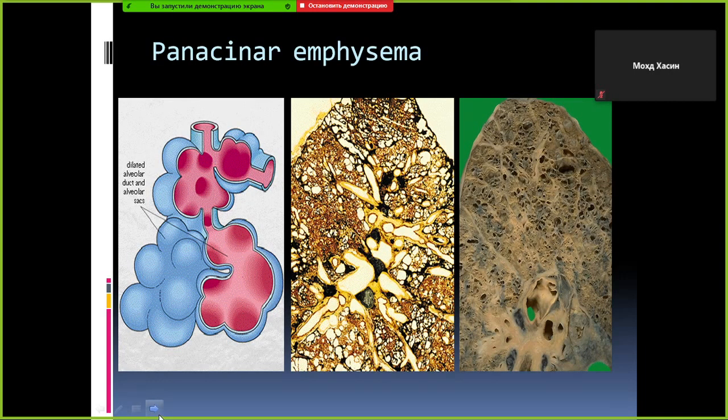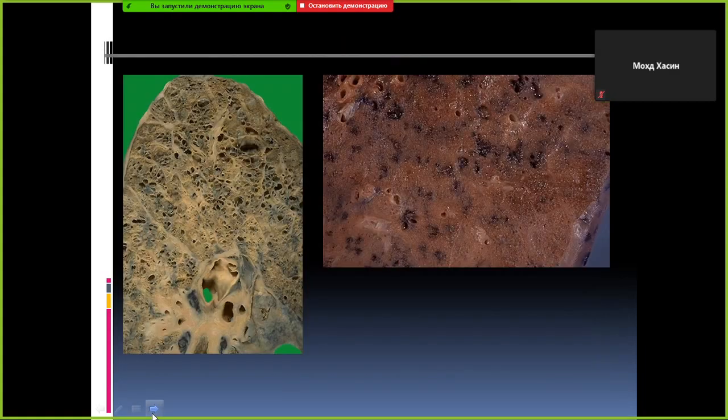This picture illustrates lung emphysema, panacinar lung emphysema, which is characteristic for COPD. So we see dilated alveolar ducts and alveolar sacs, and this is the anatomical presentation of panacinar lung emphysema. This is also lung emphysema.